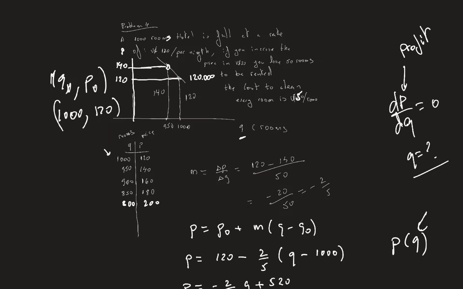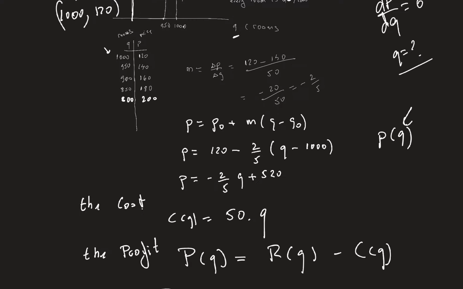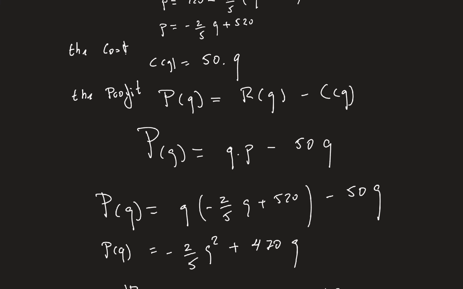So we construct the function P of Q, the profit: the revenue, Q multiplied by P of Q, minus the cost. The total cost is $50 per room, so it's 50 multiplied by Q. But we know what P of Q is: P of Q is minus 2/5 multiplied by Q plus 520, minus 50Q.